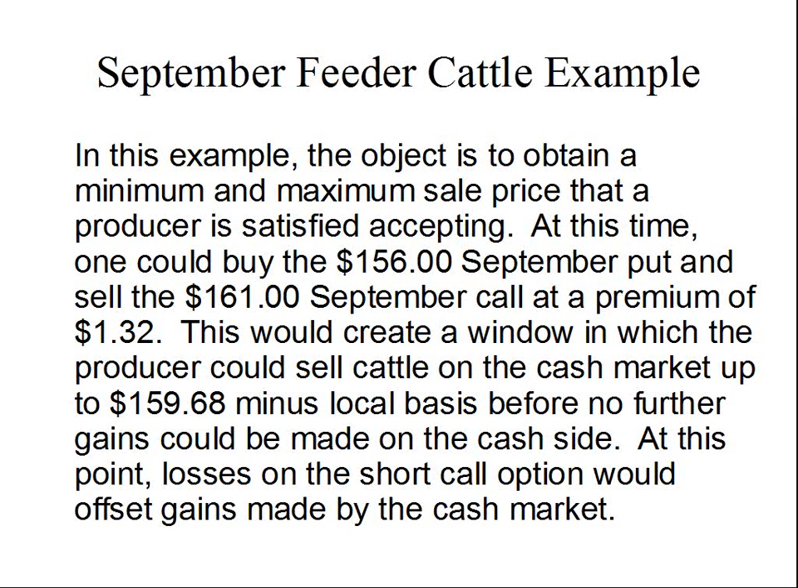This is one of the examples that I came up with, and it is the buying of a 156 September put and the selling of a 161 September call at a premium of $1.32. This creates a window in which the producer could sell cattle on the cash market up to 159.68, which is the 161 September call minus the $1.32 premium, minus whatever your local basis is, before no further gains could be made on the cash side.